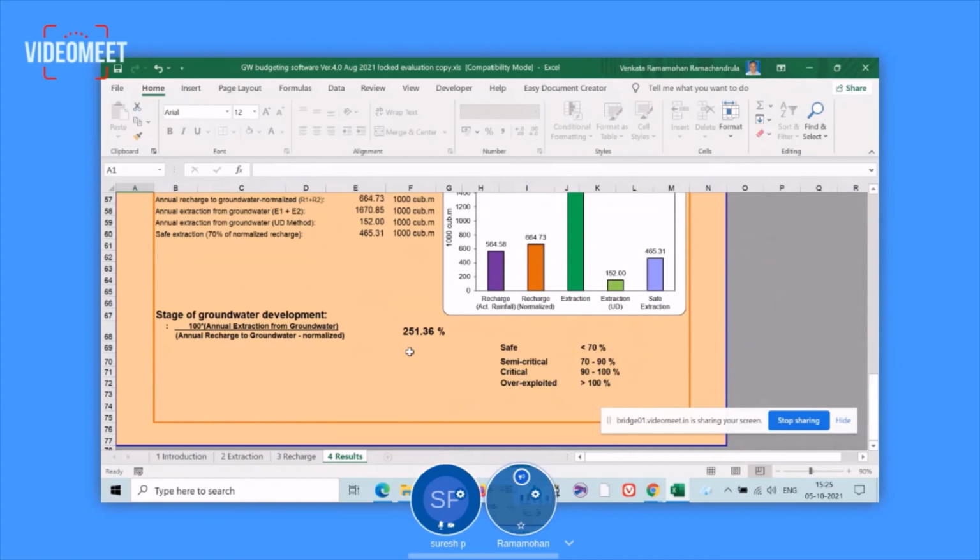This is only just for illustration data. It is not any real data. It shows, let us say, it's coming to 150%. That means you are extracting 50% more than the normalized recharge taking place annually in that particular area. That's how these things are categorized. And finally, there is a categorization picture here. It is given as safe, semi-critical, critical, over-exploited. If it is more than 100%, that means you can categorize this basin, this particular area, this watershed, as over-exploited.